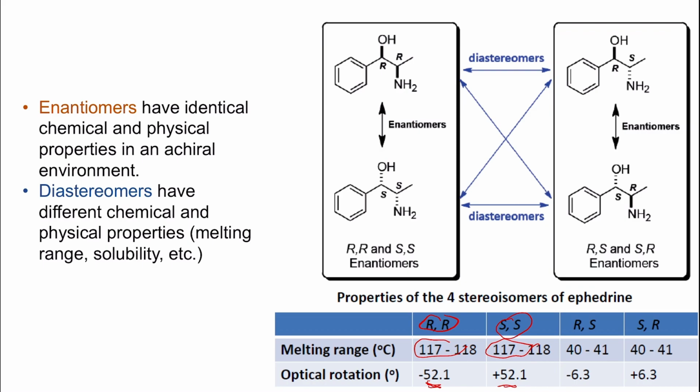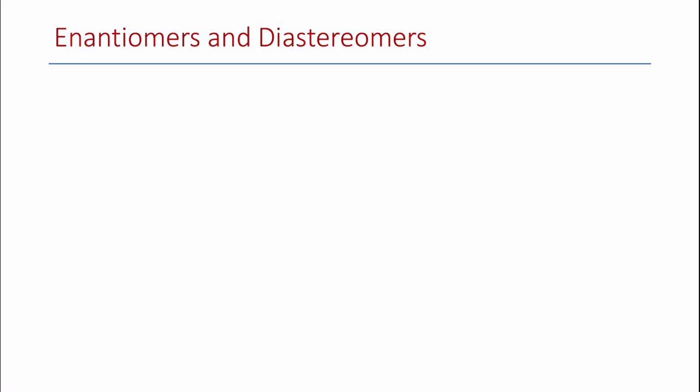While the diastereomers like the R,R and the R,S have completely different melting point ranges, where the R,R is 117 to 118 and the R,S is between 40 and 41, and the optical rotation is also different. For the first one it is minus 52, for the second one it is minus 6.3. While the R,S and the S,R, which are two enantiomers, have the exact same physical properties, the same rotation of plane polarized light, but in opposite direction.